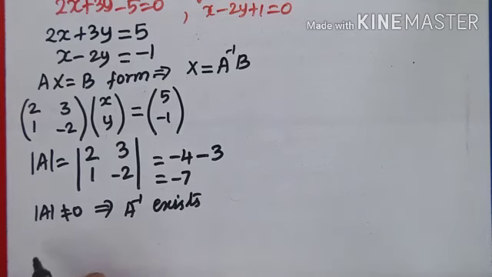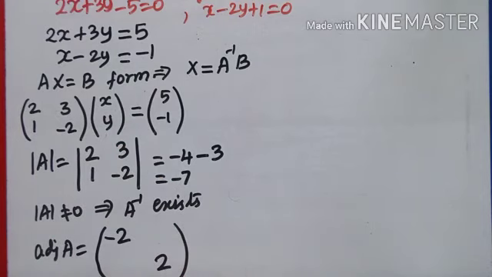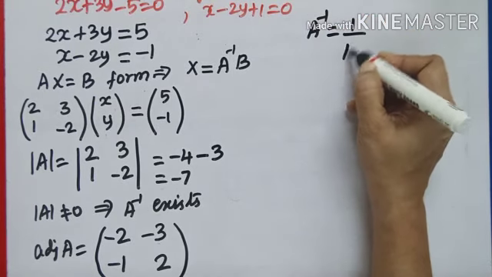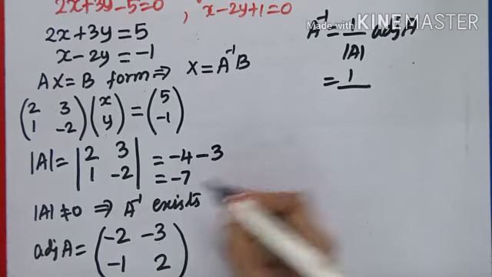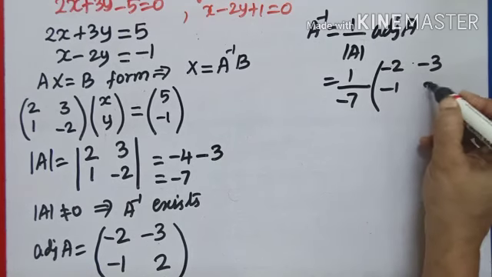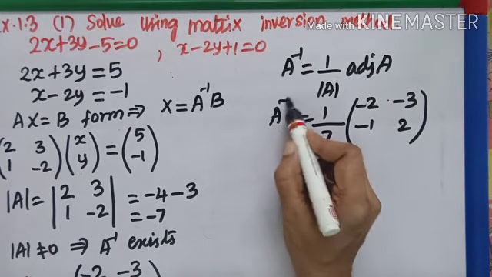The next step, find the adjoint of A. Finding adjoint is a simple procedure. Interchange the main diagonal: minus 2, 2. The other diagonal, change the symbol: minus 3, minus 1. My next step is writing A inverse. What is A inverse? 1 by determinant A, adjoint of A. 1 by determinant A is minus 1 by 7, adjoint is minus 2, minus 3, minus 1, 2. I have completed writing the inverse of the matrix A.